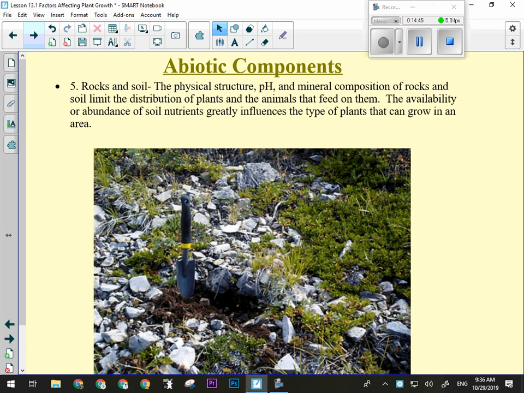Rocks and soil. Plants have got to grow out of something. The thicker and more nutrient dense the soil is, the better the plants will grow out of it. But soil isn't the same everywhere you go. Soil can be very thick, it can be very thin, it can be sandy, it can be more like loam, it could be like clay.